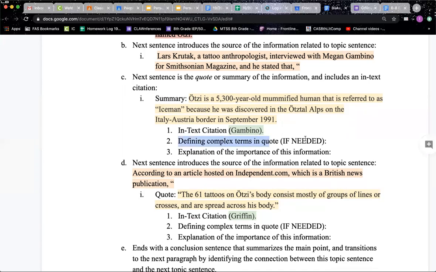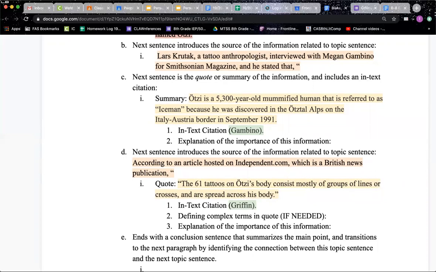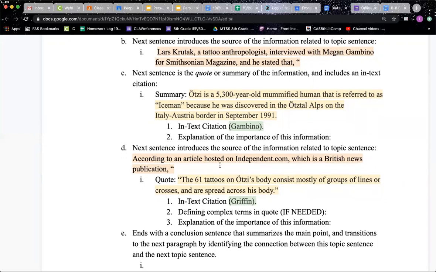Now let's look at defining the complex terms if needed. Otzi is a 5,300-year-old mummified human that is referred to as Iceman because he was discovered in the Ostal Alps on the Italy-Austria border in September 1991. My first thought is that I might have to identify Ostal Alps, but luckily, Ostal Alps is already defined for me as being on the Italy-Austria border, so I don't really think I need this, so I am just going to go ahead and get rid of it. If you don't have to define anything in your quote, don't worry about it, just skip that part.